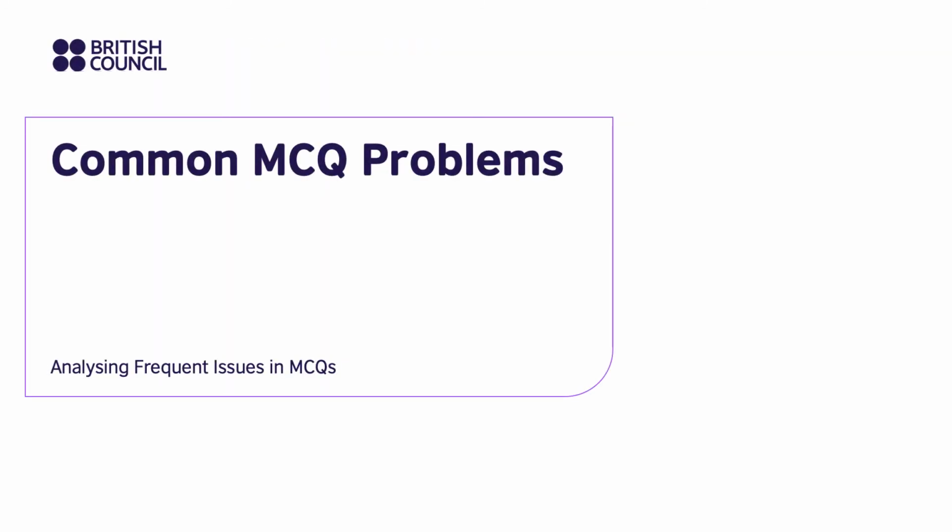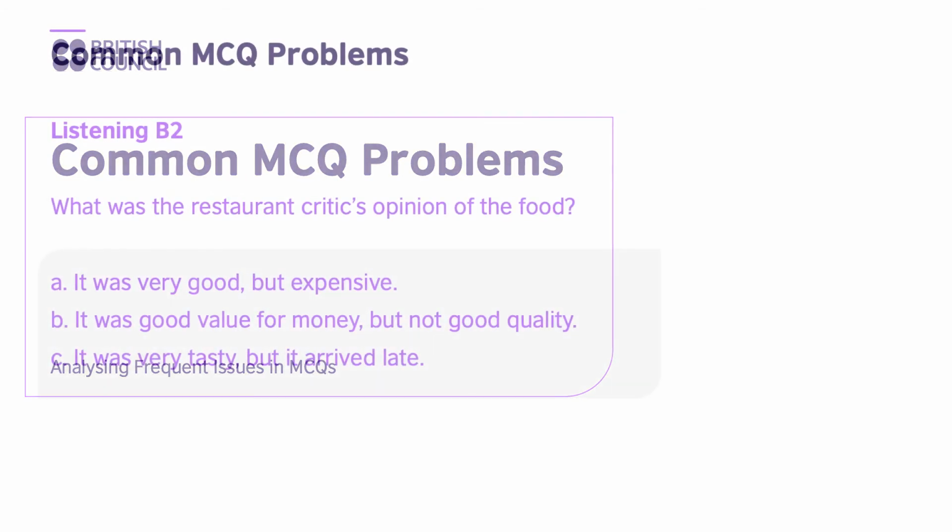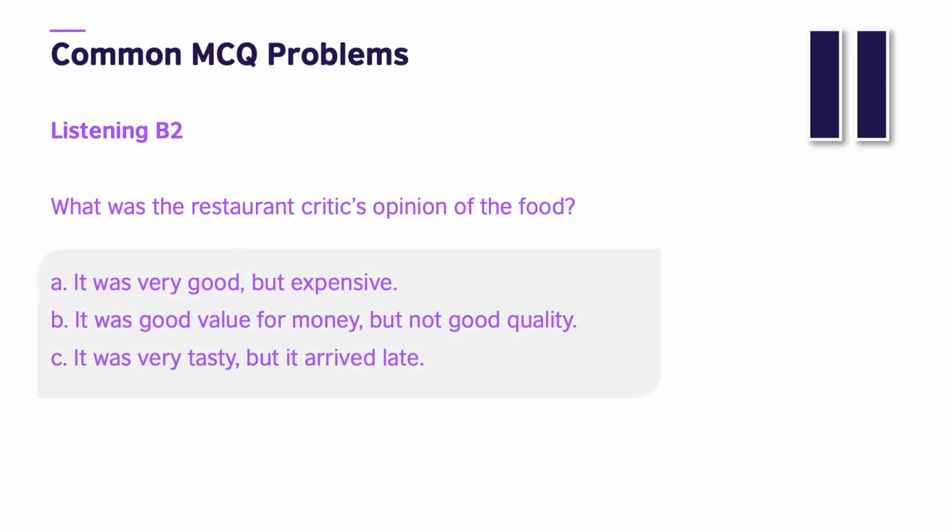In this section, we will look at some examples of MCQs which have required editing and discuss the reasons why. As before, we suggest you pause the video at each question in order to reflect on what the issues might be. This is an example of a listening B2 item from a first draft. One issue is that option B is not entirely logical. If something is good value for money, this still implies the quality is good or at least acceptable.